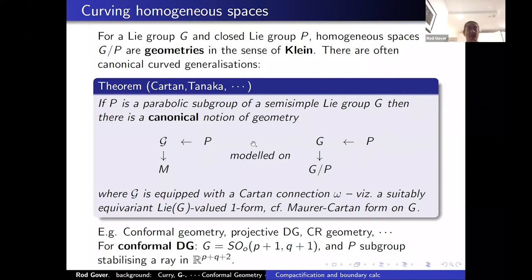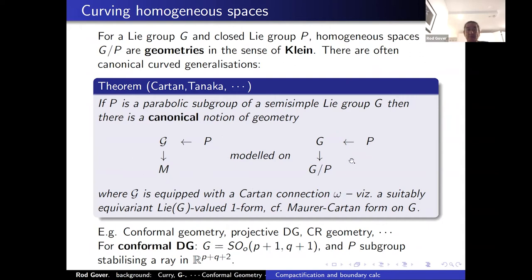So this is built around the Cartan bundle and connection. Remember how that story goes. First of all, for a Lie group G and a closed Lie subgroup P, you can get homogeneous spaces G mod P, and these are geometries in the sense of Klein. And then if P is parabolic, for instance, there's a canonical way of making a curved version. I'm sure most of you are familiar with that here.